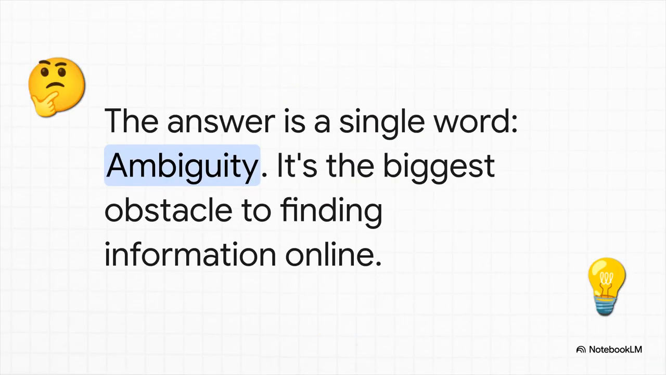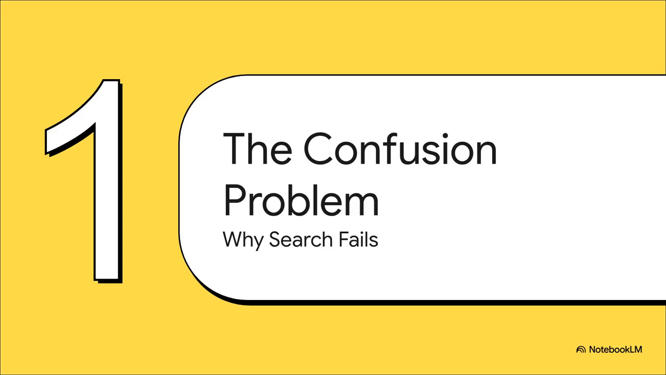Well, believe it or not, it all boils down to one single word. Ambiguity. That's it. This one idea is the ghost in the machine, it's the main reason our searches get all tangled up, and it's the biggest headache that search engines are always trying to solve. Okay, so let's really get into this, because to figure out the solution, we first have to really get our heads around the problem itself.